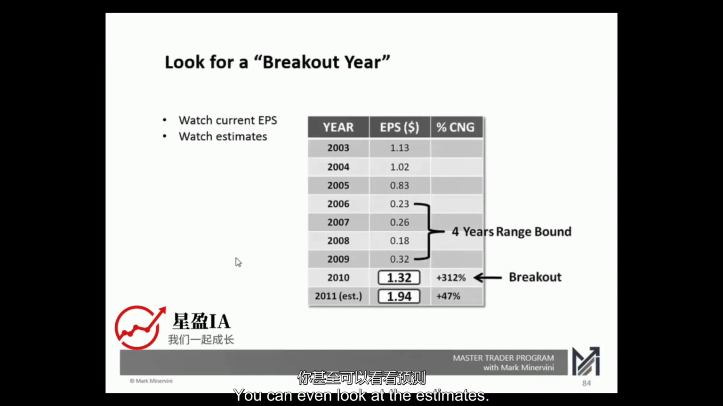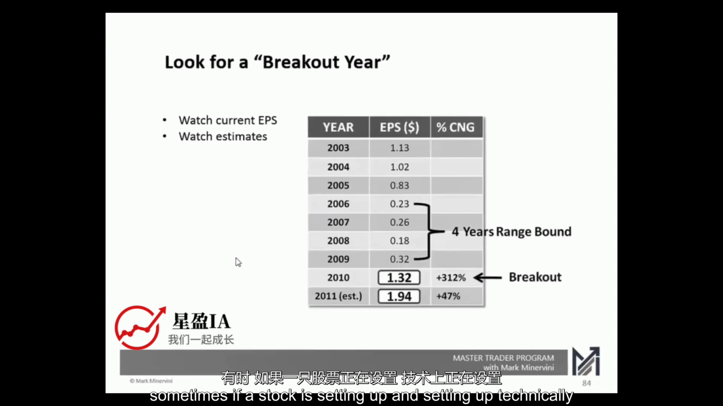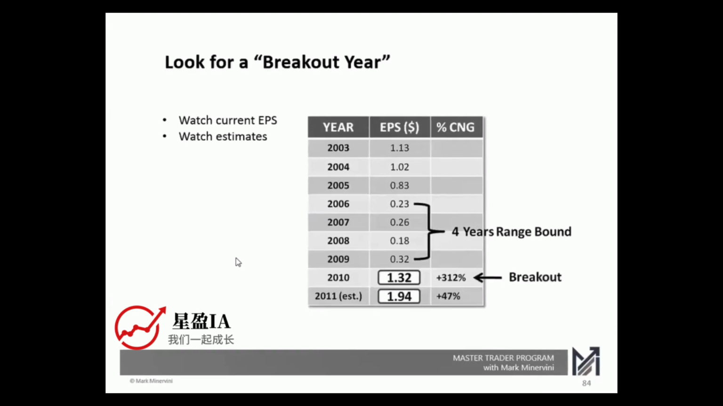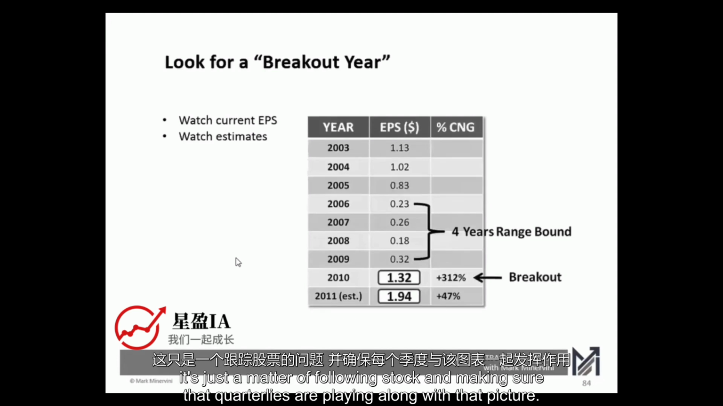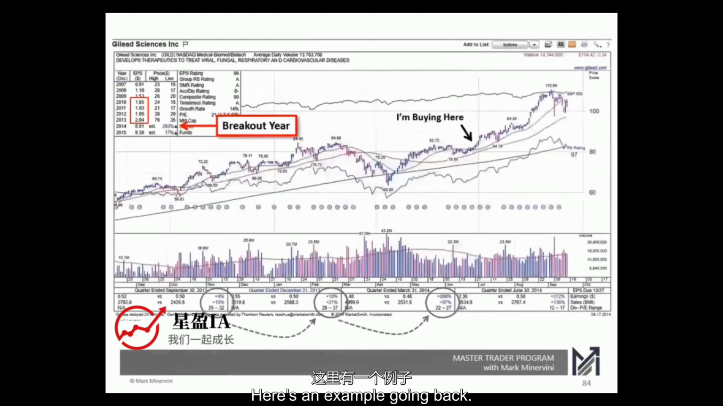You can even look at the estimates. Sometimes if a stock is setting up technically, you can look at the estimates. You might already see some accelerating quarters, and it hasn't really shown up in the annuals yet, but you look at the estimate, you've got acceleration in the quarters, you've got the stock setting up, and the estimate is going to be a big breakout year. Now it's just a matter of following the stock and making sure the quarterlies are playing along with that picture.